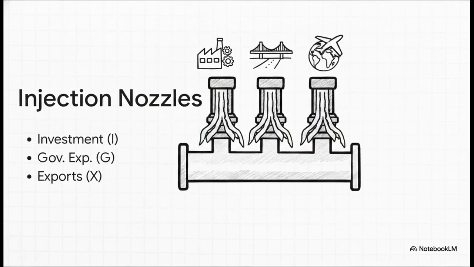And to boost that system pressure and expand the total flow, we use three super powerful injection nozzles. We have investment expenditure, or I, government expenditure, G, and exports, which is X. Think about it. When firms buy new factory machinery, or when the government spends tax revenue on infrastructure, or even when foreign countries buy our exports, these act as massive, heavy-duty pumps, injecting fresh income straight into our system.